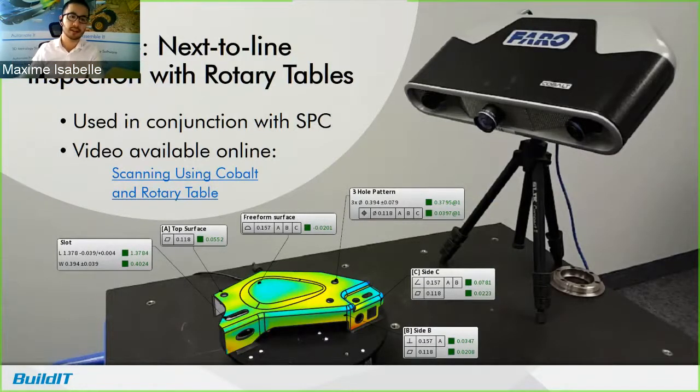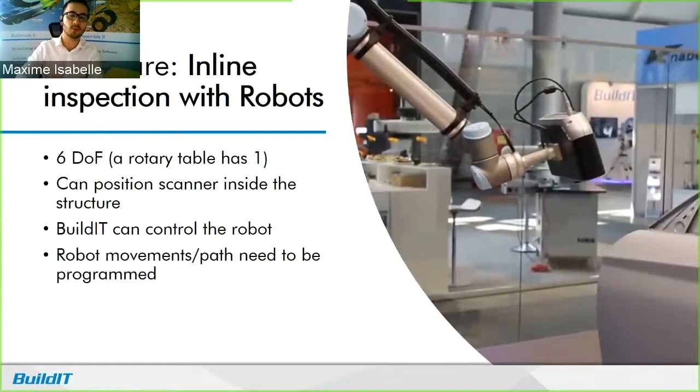But now let's look at something that's a little bit more versatile, although it takes a little bit more work to implement, and that's inline inspection with robots. Unlike the rotary table, which has 1 degree of freedom, this one has 6. And so that means it could position the scanner anywhere, including inside of the structure. So it's really flexible in terms of where you can scan, but the robot movements need to be programmed. It has to be planned.